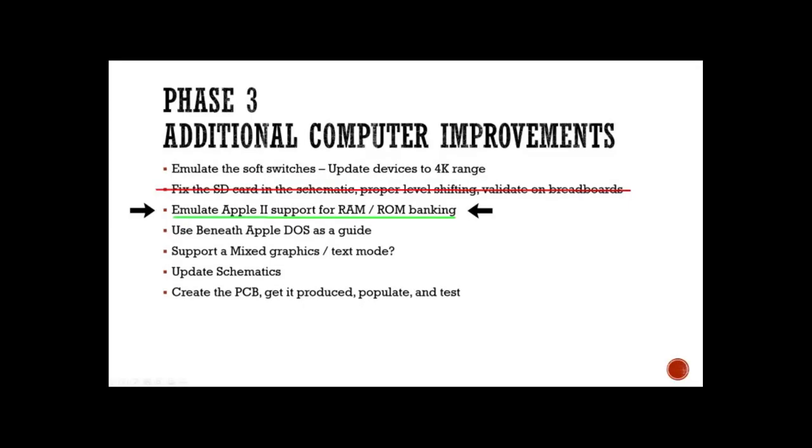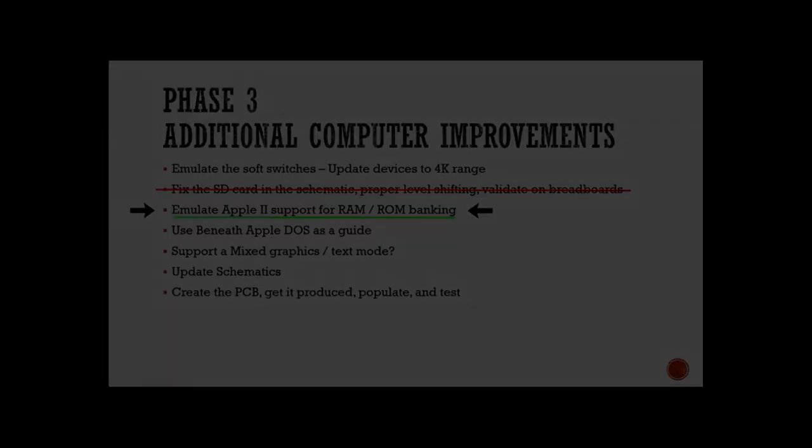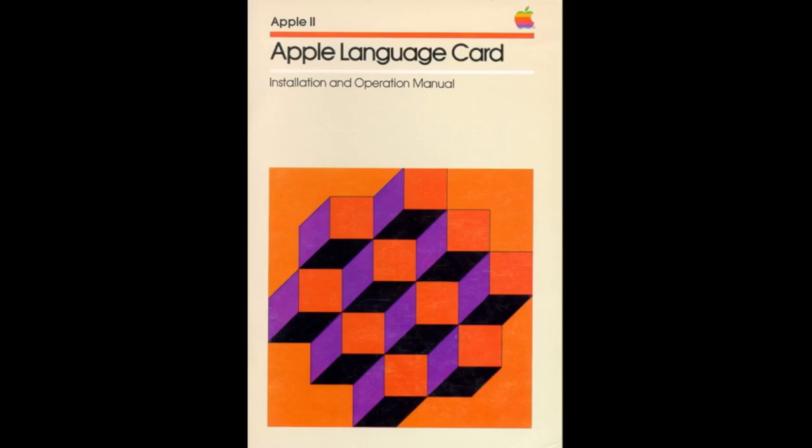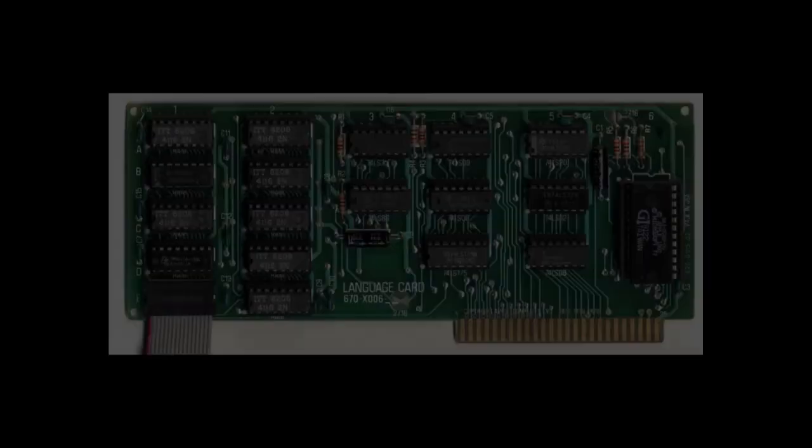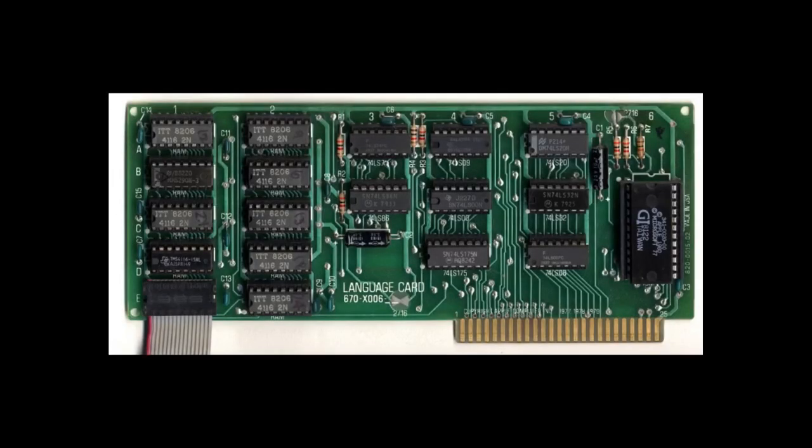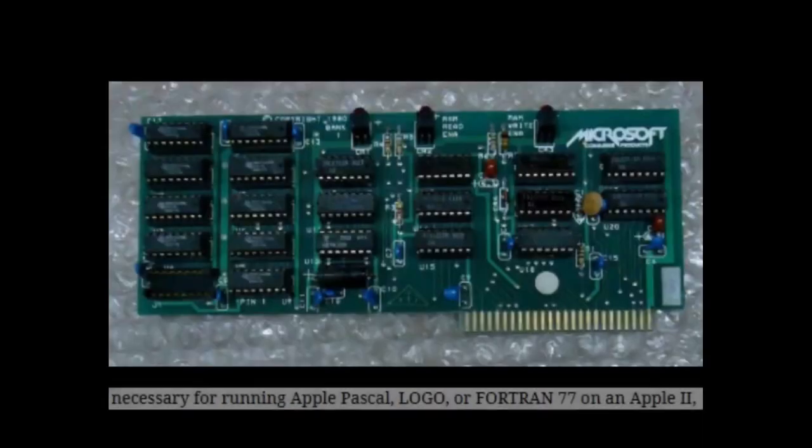Okay, so it turns out that Ultima 4 depends on something called the Apple II language card. The Apple II language card was released in 1979 by Wendell Sander. The card was simple, and as such, multiple clones were released. Microsoft released a language card in 1980.